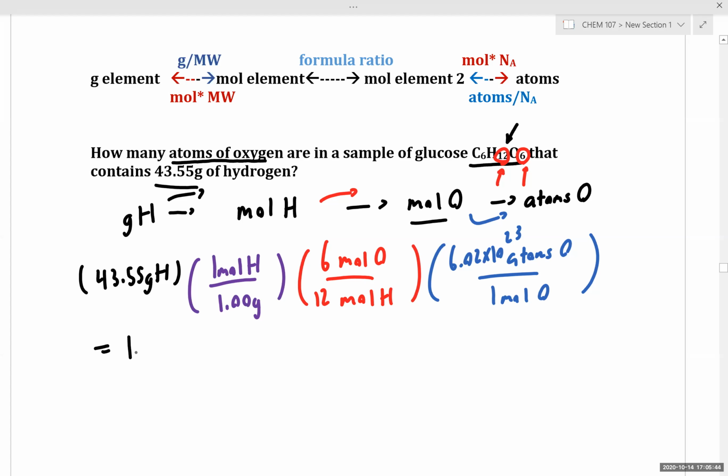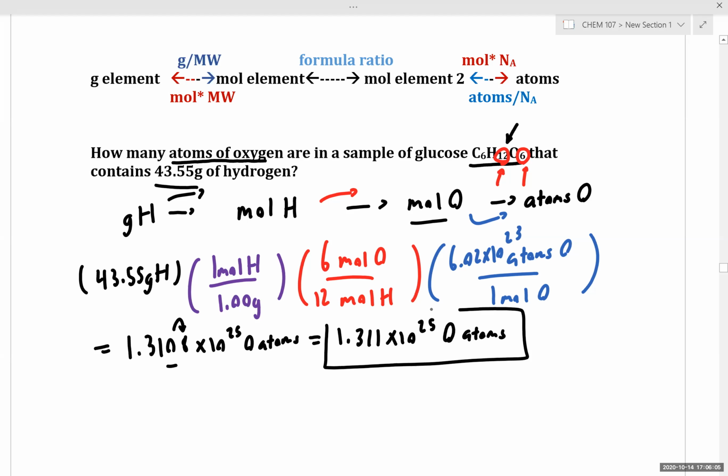And that gives us 1.3108 times 10 to the 25th oxygen atoms that we round to 4 sig figs, which gives us 1.311 times 10 to the 25th oxygen atoms. Does this make sense to everyone? Any questions on this example?